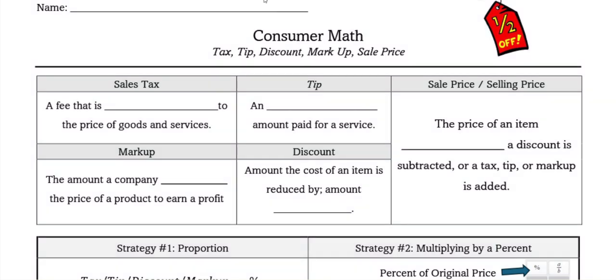About consumer math, which is basically anything to do with money. So we're going to be talking about tax, tip, discount, markup, and the final price or the sale price. So let's just go over what each of these means.